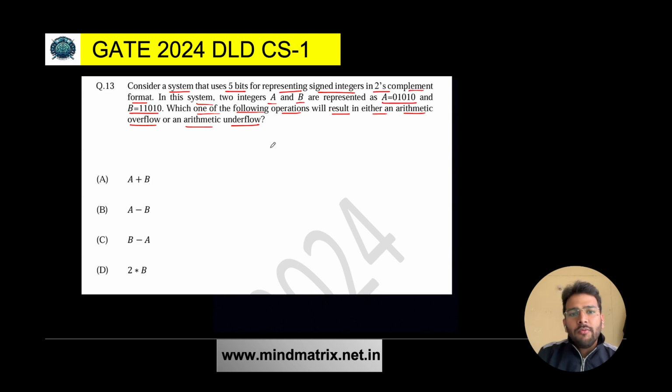So we know this, that the numbers given to us are in the 2's complement format. So we know the range of 2's complement format is -2 raised to the power n minus 1 to +2 raised to the power n minus 1 minus 1. This is the range of 2's complement numbers, where n is the number of bits. Here in this question it is given that n value is equal to 5.